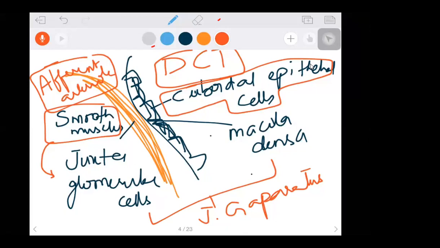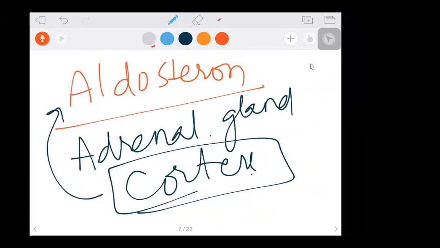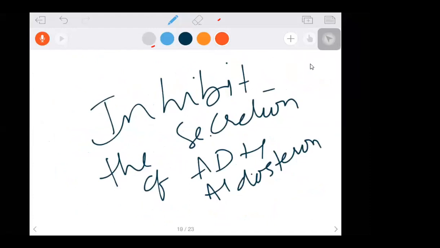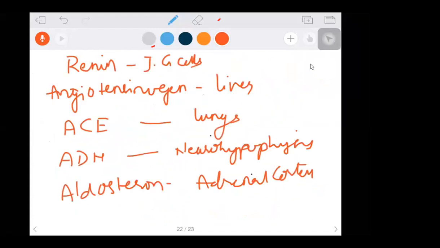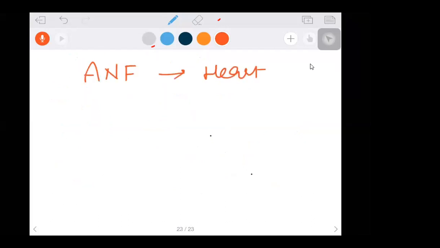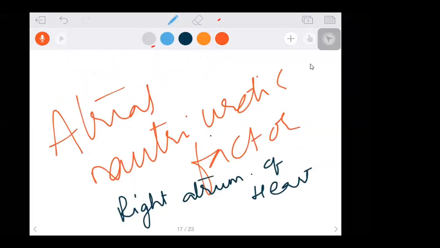One more thing to remember in this area, the final summary: renin is from the juxtaglomerular cells, angiotensinogen from the liver, angiotensin converting enzyme from the lungs, ADH, antidiuretic hormone or vasopressin, from the neurohypophysis of the pituitary gland. Aldosterone is from the adrenal cortex. And finally, atrial natriuretic factor is from the heart. Okay. So there are two situations and two functions. Let's take it out.